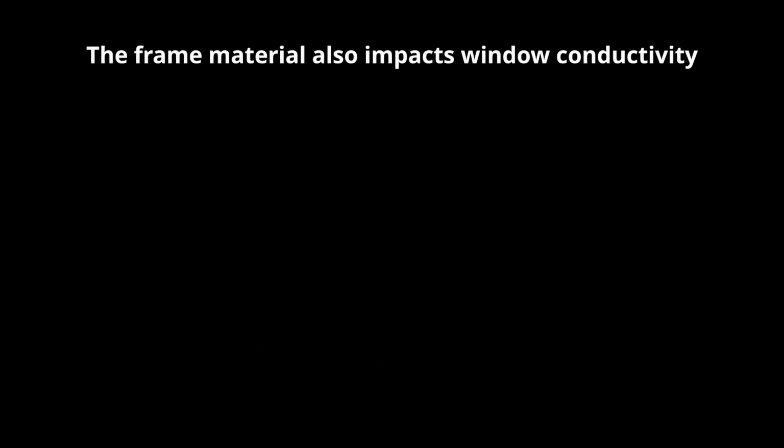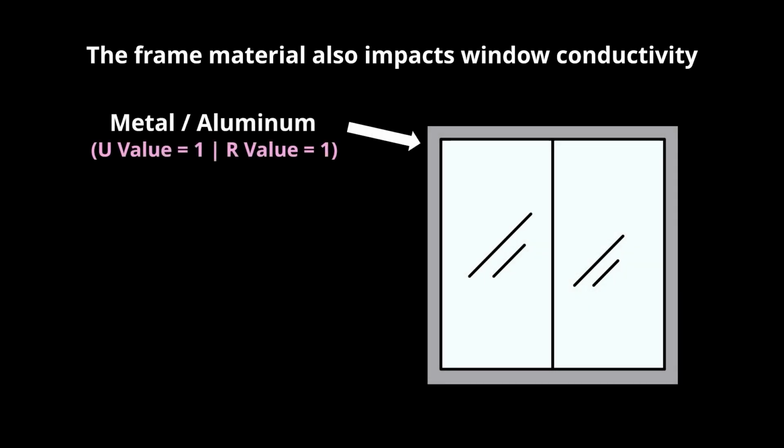So different materials obviously transfer heat better or worse. Metal is a very, very good conductor of heat flow, meaning it's bad for insulation.